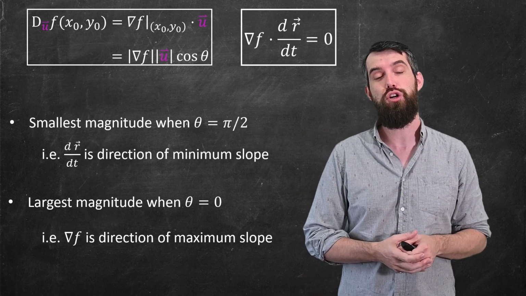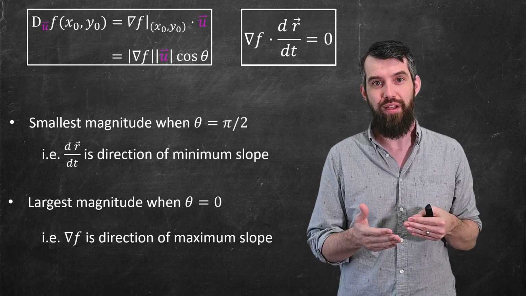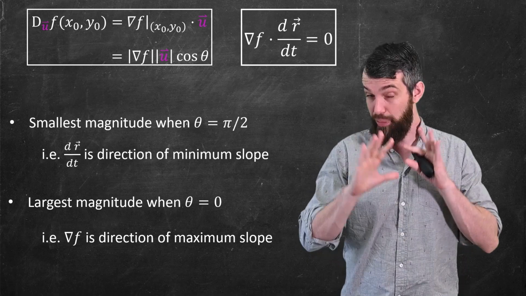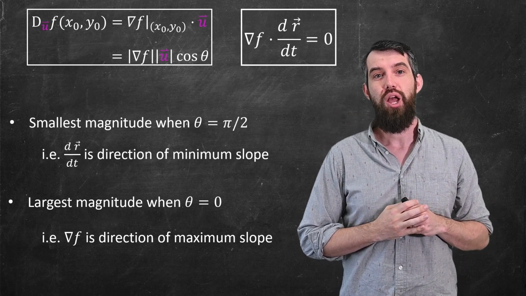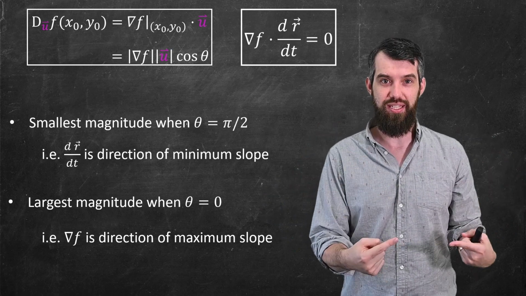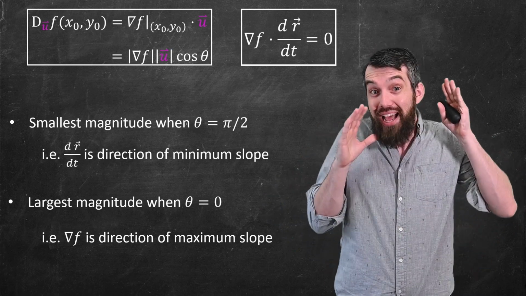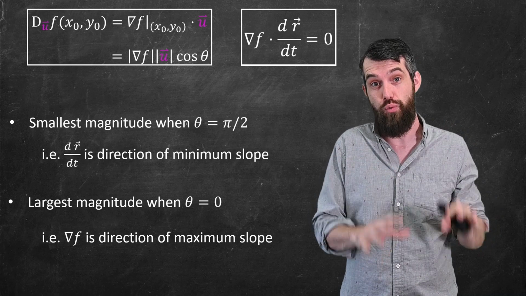And so now we have our interpretation of the gradient vector. Gradient of f is the direction you travel. It's playing the role of the u. It's the direction you travel when you want to increase your slope as much as possible. When you want to have the largest directional derivative.